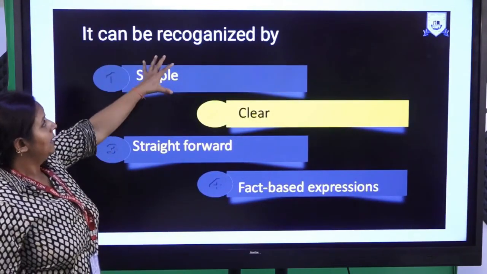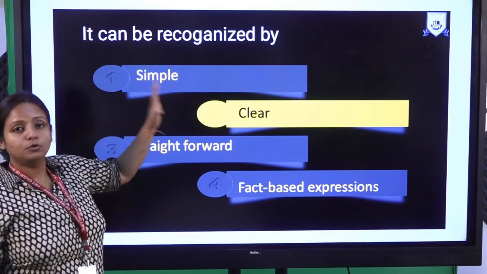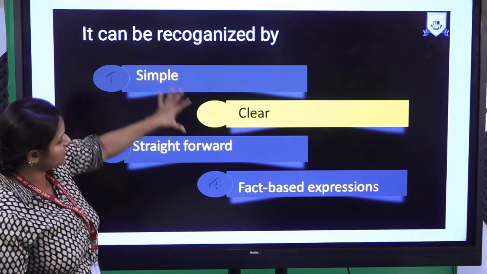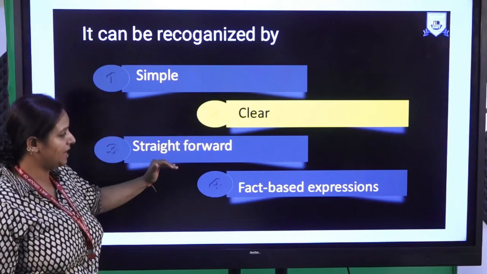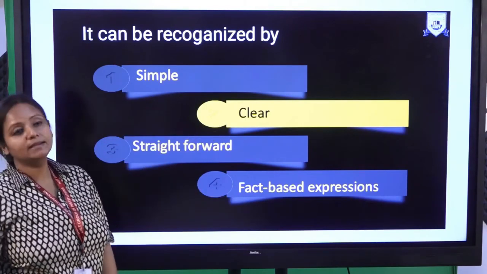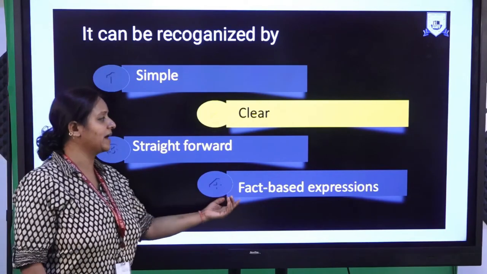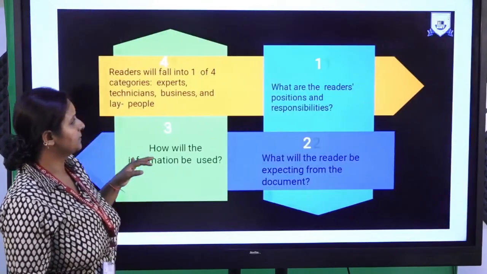Next is, it can be reorganized. You can reorganize your write-up based on these four things. Keep it simple, keep it clear, straight, and fact-based. Technical communication is mostly fact-based. So these are the tips.